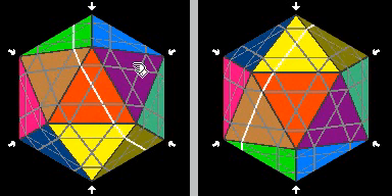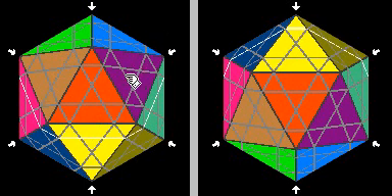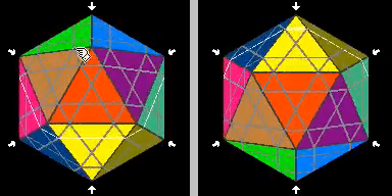The only difference is that the corners on the dodecahedron have orientation, they don't here, and the centers on the dodecahedron don't have orientation and they do here.